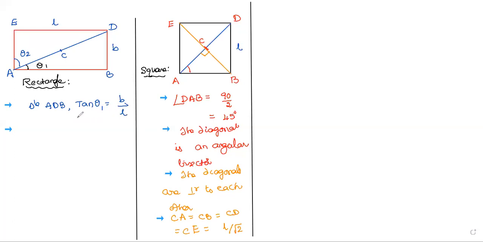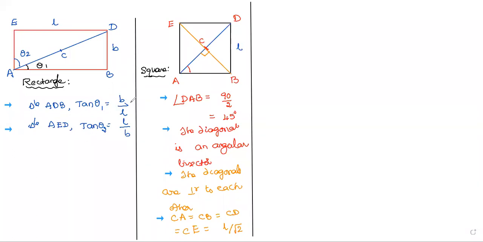I think it is correct only. Okay. And in the same way, look at the other triangle here, AED. Correct only. Thank you, Lalit. Yes. Tan theta 2. In the same way, tan theta 2 for this angle, opposite side is L, adjacent side is the breadth. Yes. Here L by B.